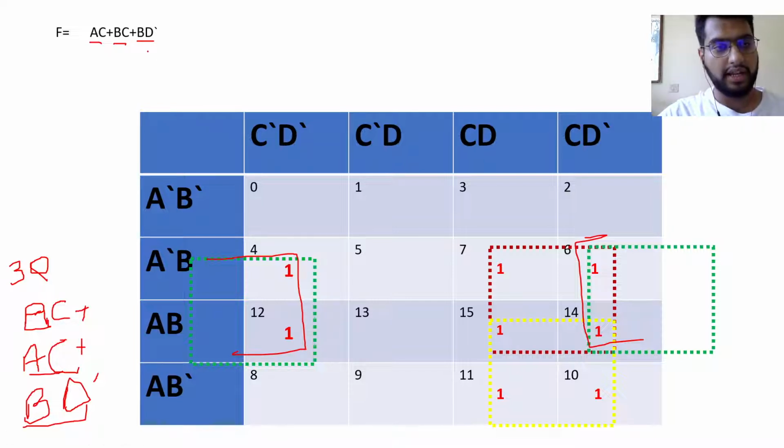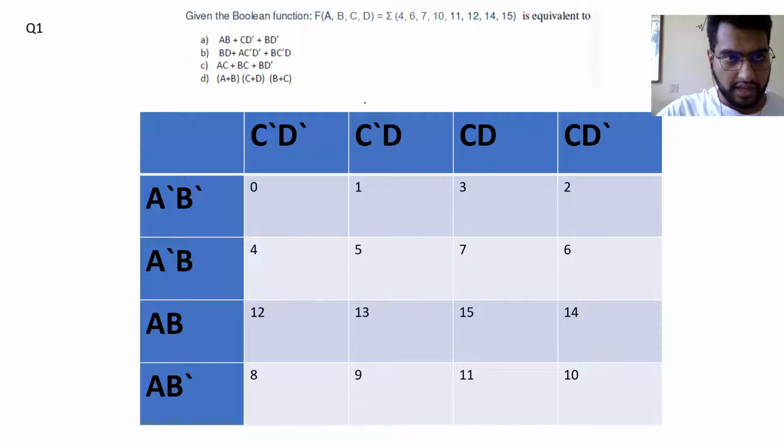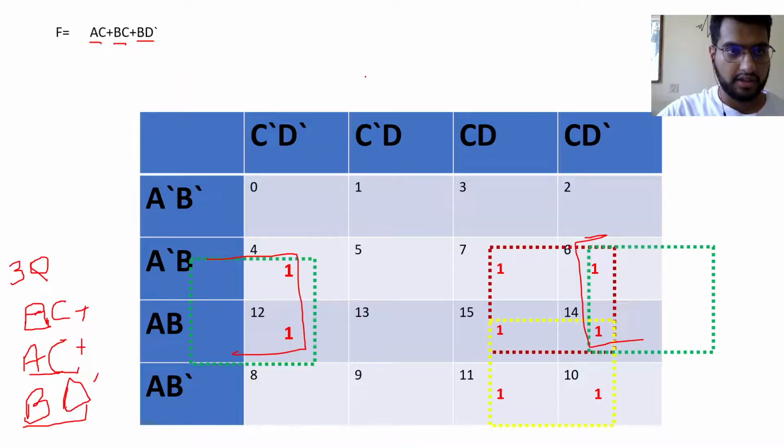So our answer would be AC or BC or BD dash. This is option A. So option A will be our correct answer.